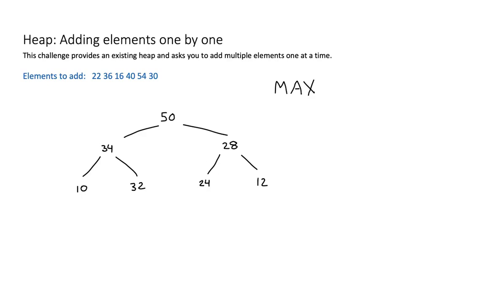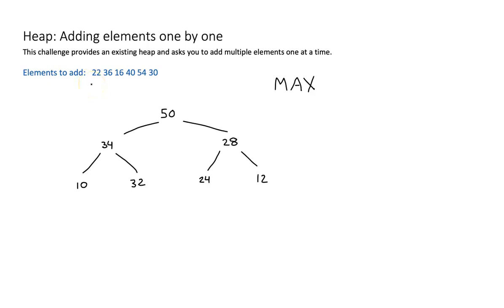In this video, I'm going to show how to add individual elements to a heap. Here we have a heap. It's a max heap because each root is greater or equal than the children. And we have a number of elements that should be added one at a time. So let's start by adding the first element, 22.